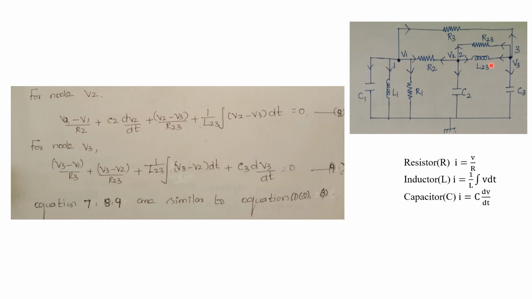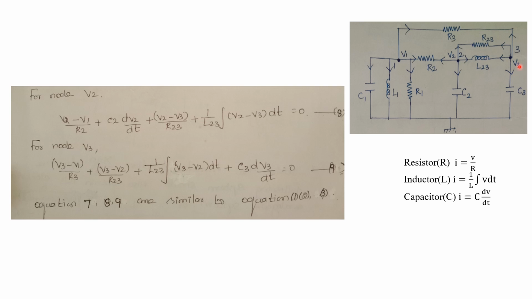The formula for current flowing through the inductor is 1 by L into integral V dt. Here the value of L is L23, so that is 1 by L23 in the integral. V is nothing but the voltage drop across L23, that is V3 minus V2, into dt.